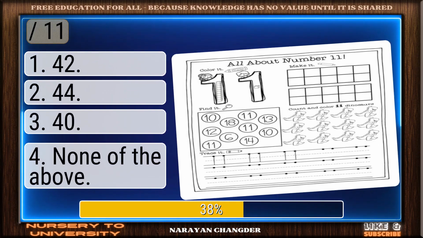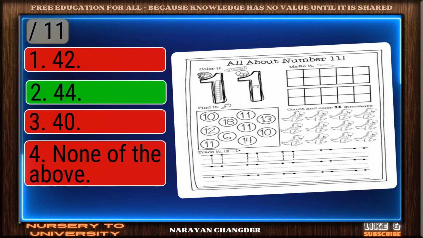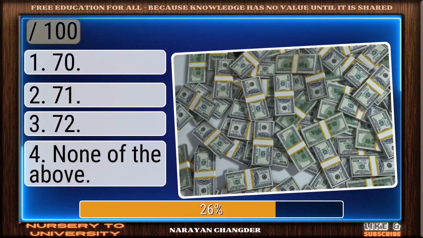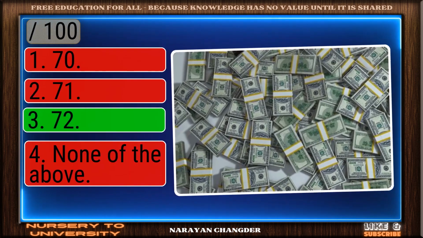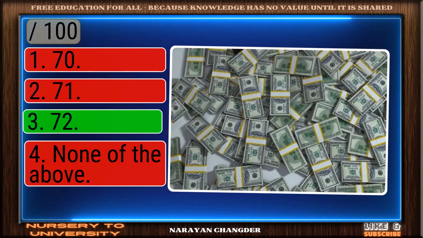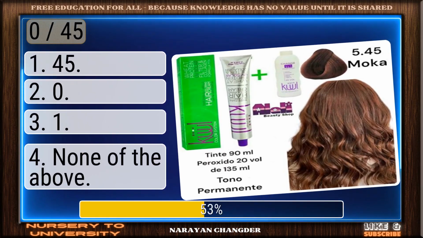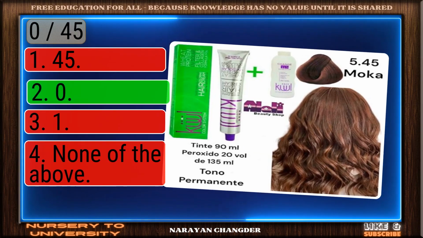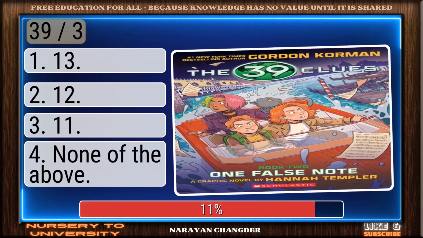11. Exactly. 44 makes sense and it is right choice. Smart pick. 72 is the correct choice. Wow. Good thinking. Zoe is the right answer. 30.